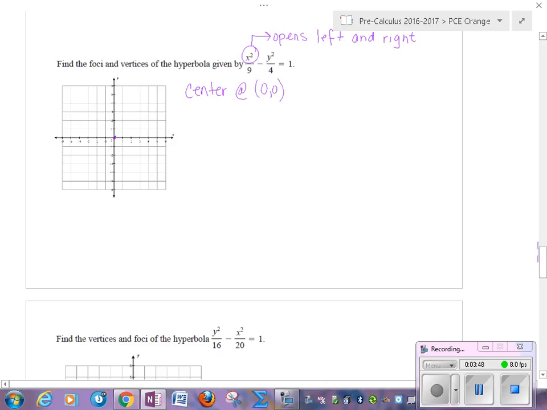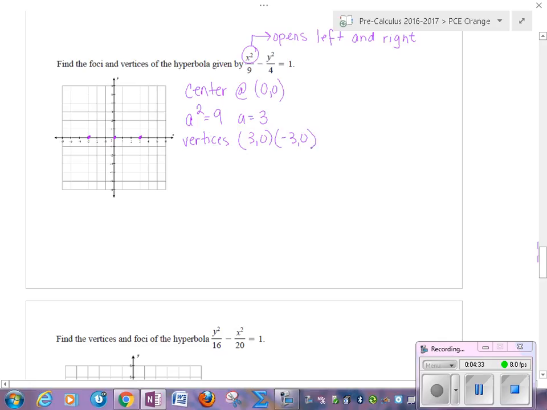Now, this wants to know the foci and the vertices. For the vertices, we can take a look at our a value. Remember, in a hyperbola, your a squared value and b squared value stay put. It's the x and the y that are interchangeable. So when we look at the 9, that's going to be your a squared value, giving you an a value of 3. Now we know that this opens left or right, so I'm going to go 3 units to the right and 3 units to the left. Those are your vertices. So we can write down the coordinates for those: (3, 0) and (-3, 0).